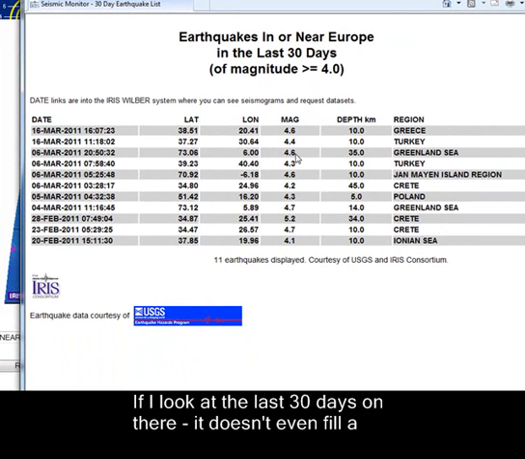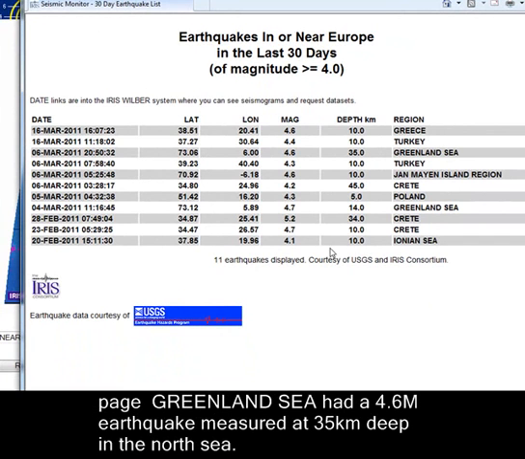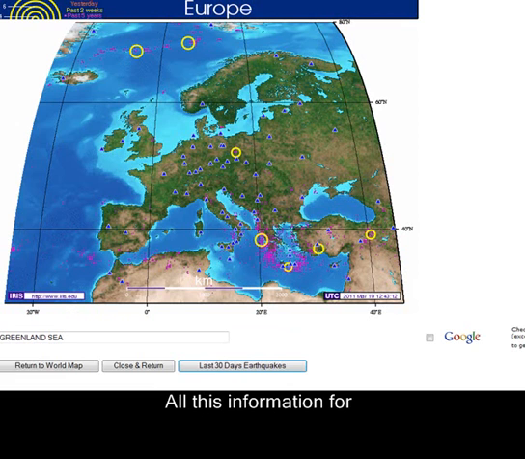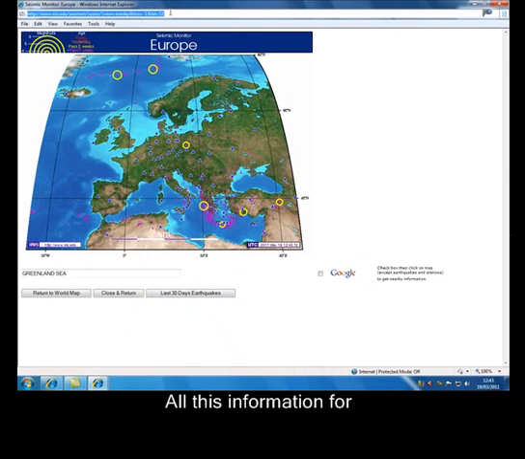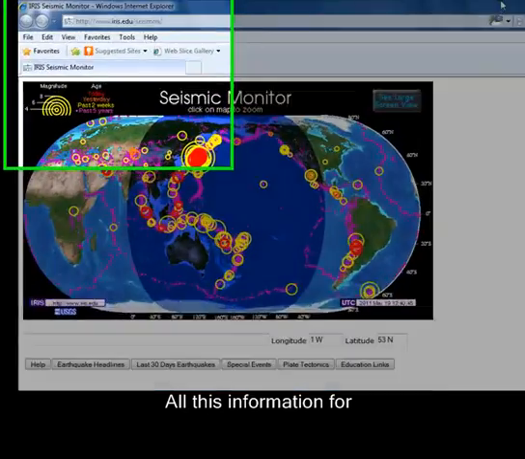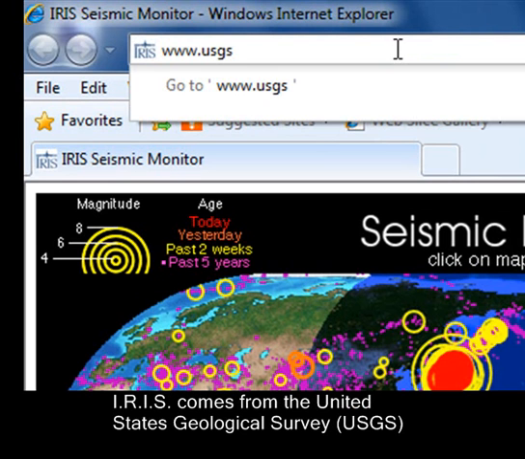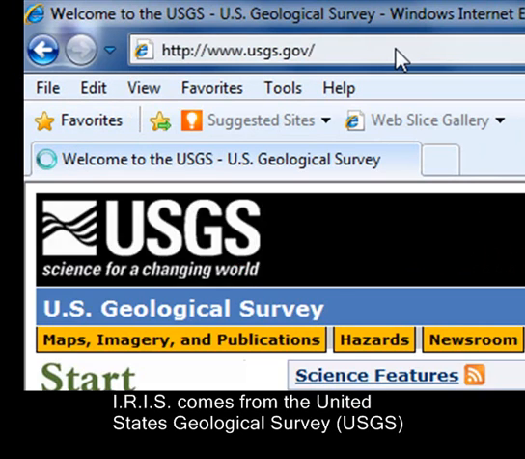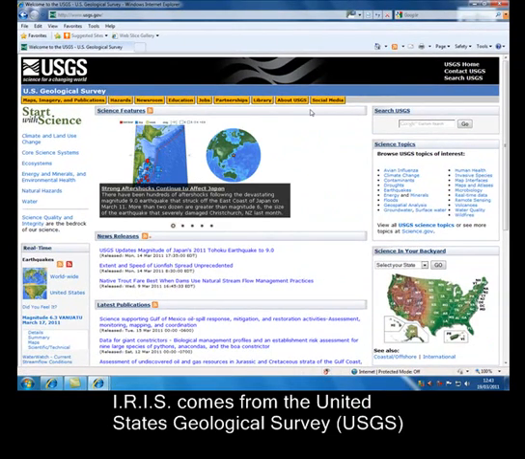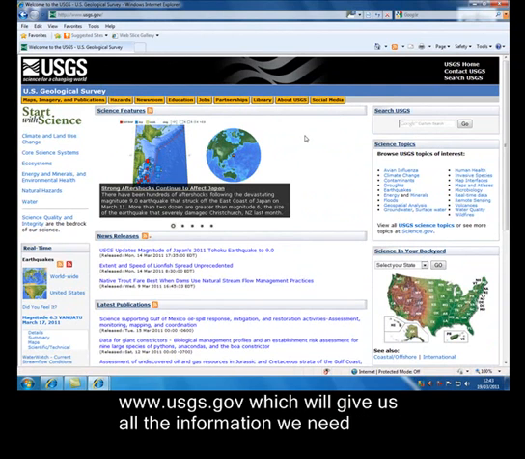Greenland Sea, there's a 4.6 earthquake measuring 35 kilometers deep in the North Sea. Again, all this information for IRIS comes from the United States Geological Survey. For some reason my keyboard is not inputting data. Never mind. usgs.gov. There we are, the United States Geological Survey. This will give us all the information we need about earthquakes.